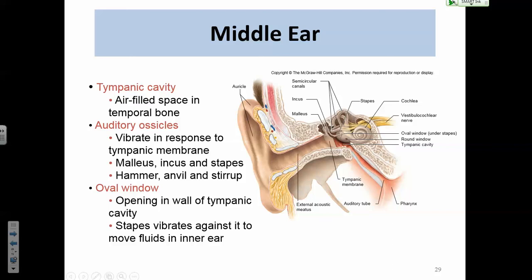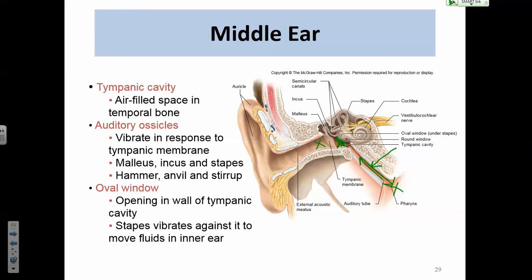Now, the Eustachian tube is what you see on this picture right there. Okay? And it is an air-filled tube, and it connects your tympanic cavity to your nasopharynx. And so air can move up and air can move down. And it does that constantly to keep the air pressure in the middle ear cavity the same as the air pressure in the ear canal, or atmospheric pressure.